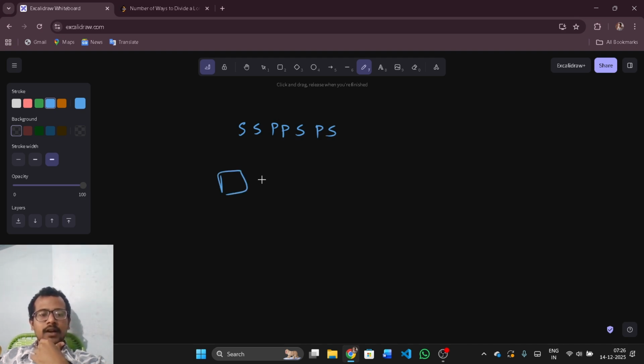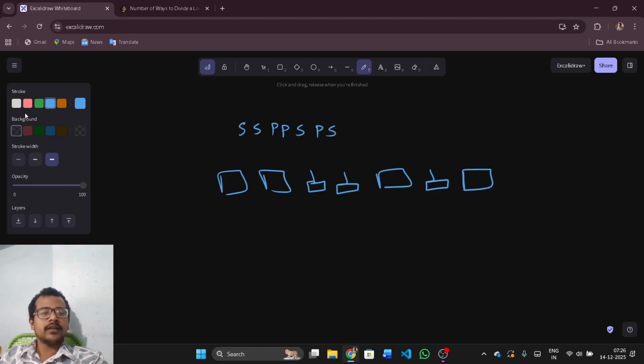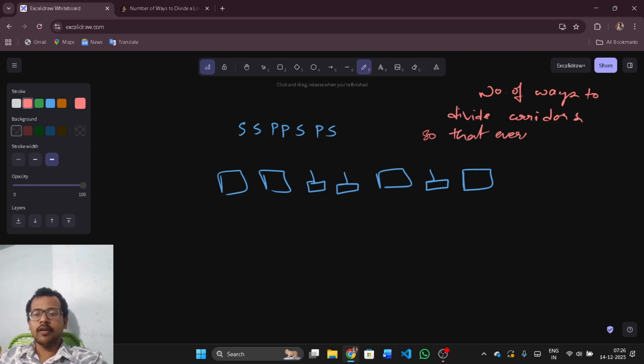So that means there are two seeds, and two plants, and a seed and a plant and a seed. Now we need to return the number of ways to divide the corridor so that every corridor has exactly two seats.